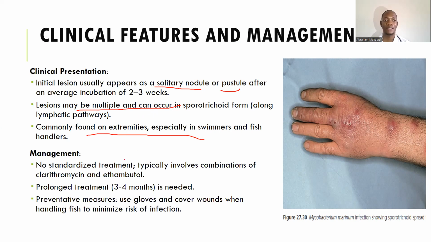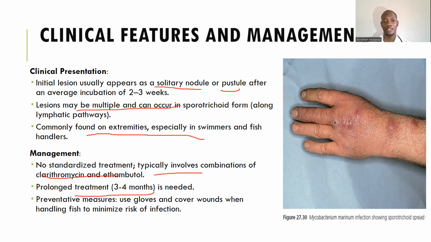So people who are swimmers, fish handlers, they're the ones that are more at risk and they present with this condition. And there's no standard treatment. However, you have to give clarithromycin and then ethambutol. These are drugs that are effective against Mycobacterium, and the treatment is usually prolonged, about 3 to 4 months.